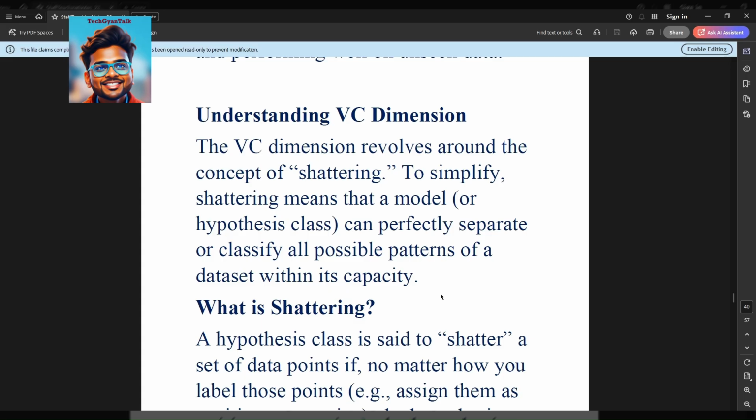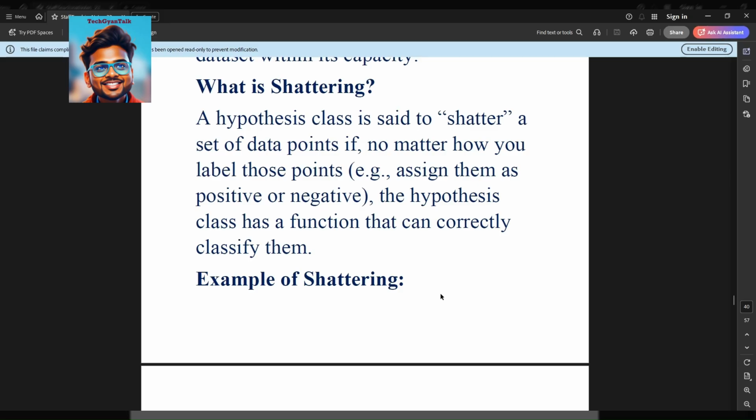To simplify, shattering means that a model or hypothesis class can perfectly separate or classify all possible patterns of a dataset within its capacity. So, what is shattering? A hypothesis class is said to shatter a set of data points if, no matter how you label those points, for example assigning them as positive or negative, the hypothesis class has a function that can correctly classify them.